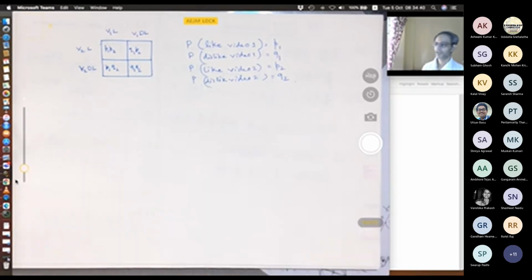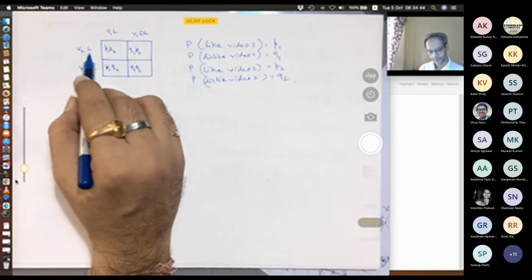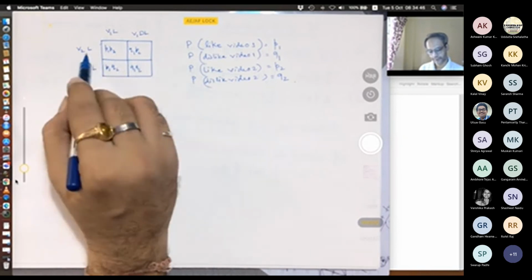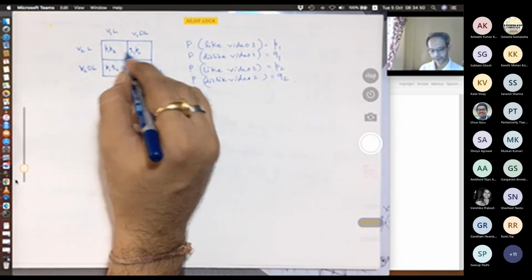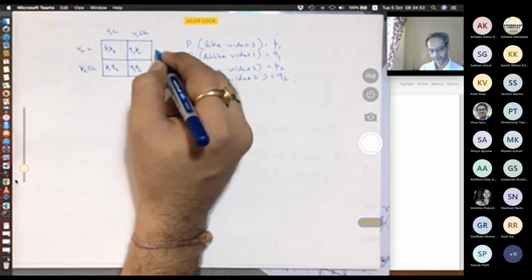Okay. Now if this is the setup, what will be the probability of video 2 like? If you take the row sum, what will you get?